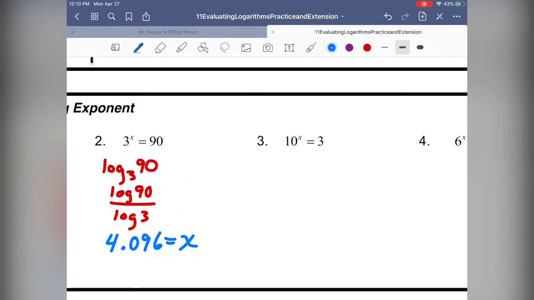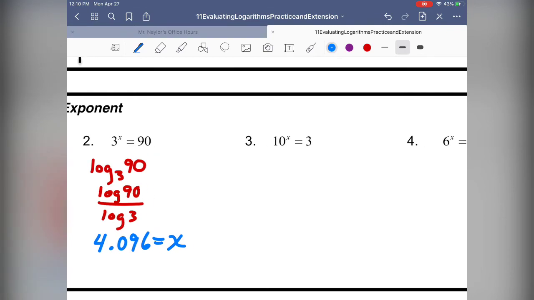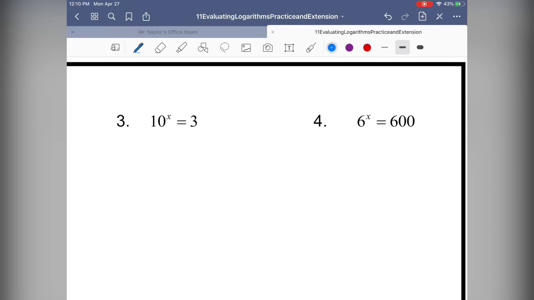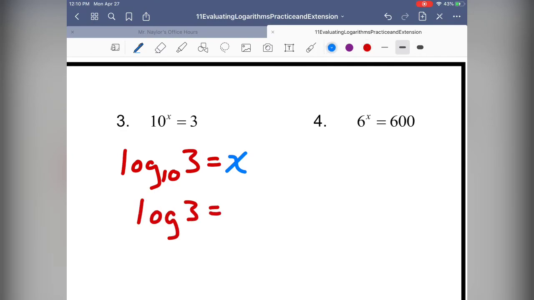Why don't you try one? And if you're really rolling, you can try both of these. Now, number 3, I like this one because it's a base 10. Were you paying attention on the last problem? If it's a base 10, that's what your calculator's already programmed in. So that means you can actually just type in the log of 3. Now, when you type in the log of 3, you get 0.477.